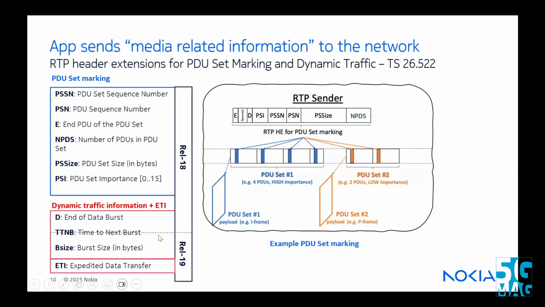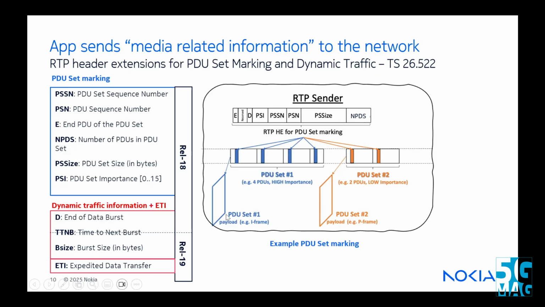During release 19, we added some new header extensions. This includes the dynamic traffic information and the expedited transfer indication. I have more detailed slides on each one of them. But these are now separate header extensions from the one that we had previously implemented. The dynamic traffic information is, for instance, primarily for defining what a data burst looks like, and it adds the time to next burst and the burst size in bytes. Then we have the expedited data transfer, which adds data boosting.